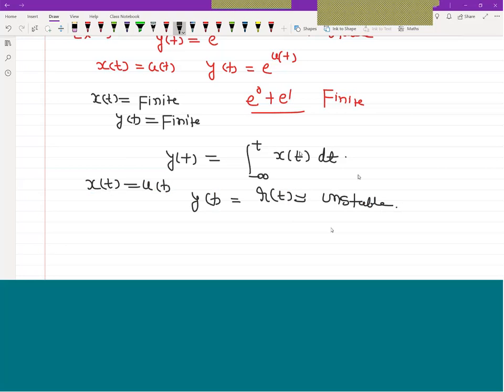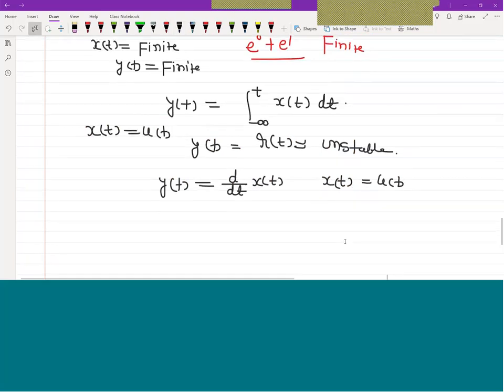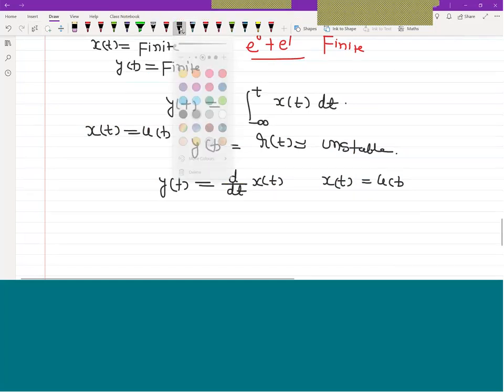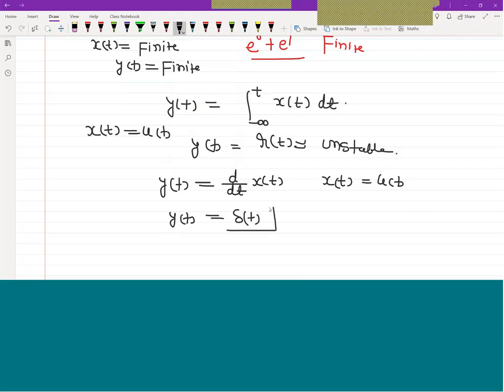Next, what about the differentiator? y(t) is equivalent to d by dt of x(t). What I can say, if x(t) is equivalent to u(t), then what will be y(t)? y(t) will be delta(t), and delta(t) is infinity at t equal to 0. That's why the system is unstable.